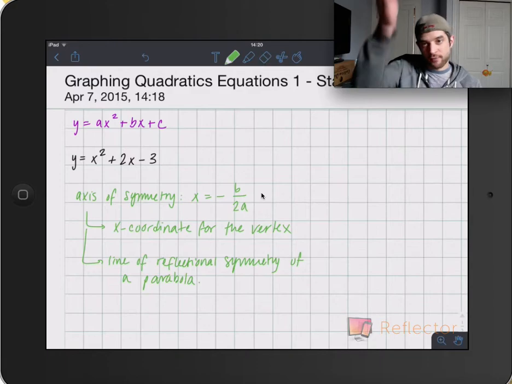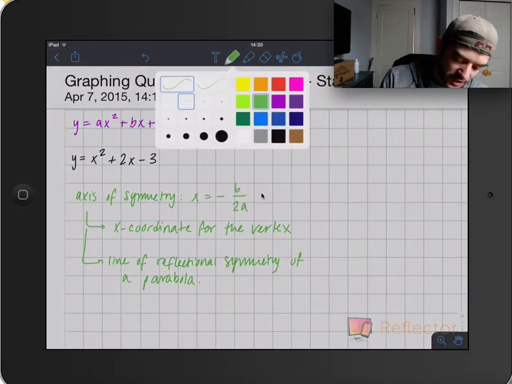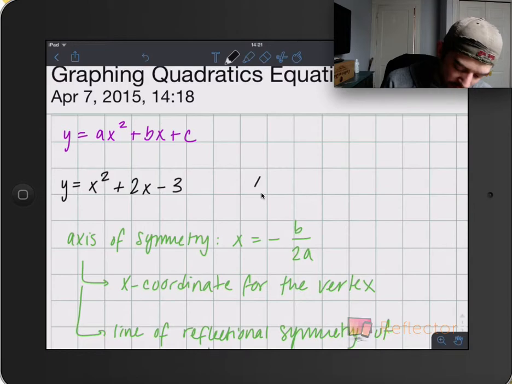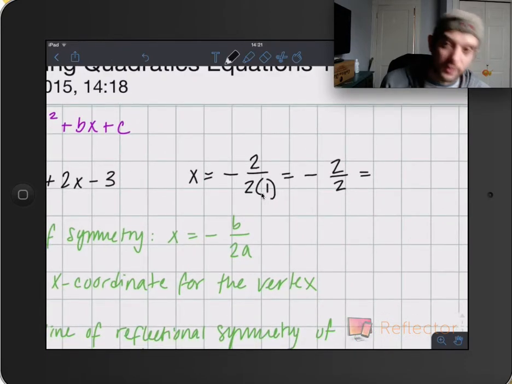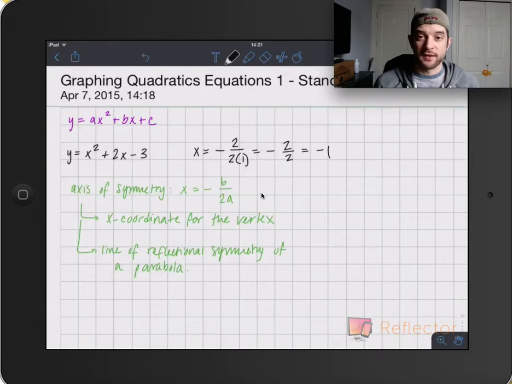We're going to see that if we were to draw a line down the middle of the parabola, it would go through x equals negative b over 2a. So for this particular equation, the equation for our axis of symmetry is negative b, which is 2, divided by 2 times a, which is 1. That simplifies to negative 2 divided by 2, or negative 1. Now because that's the x-coordinate for our vertex, we're going to put that in the very center of our table.